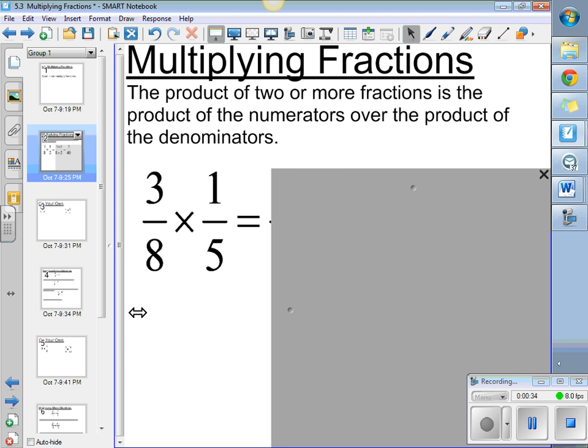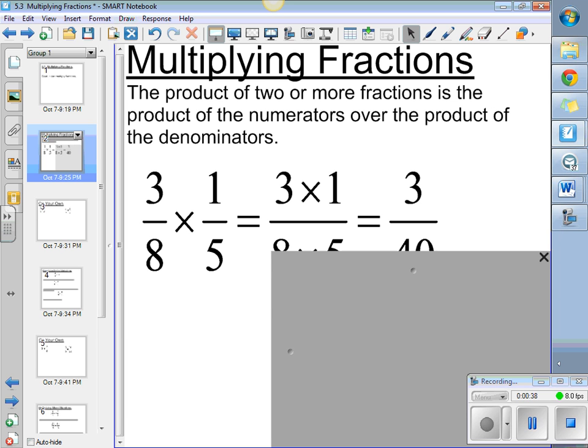So, 3/8 times 1/5 is equal to 3 times 1 over 8 times 5, which is equal to 3/40. Basically, the top times the top and the bottom times the bottom.